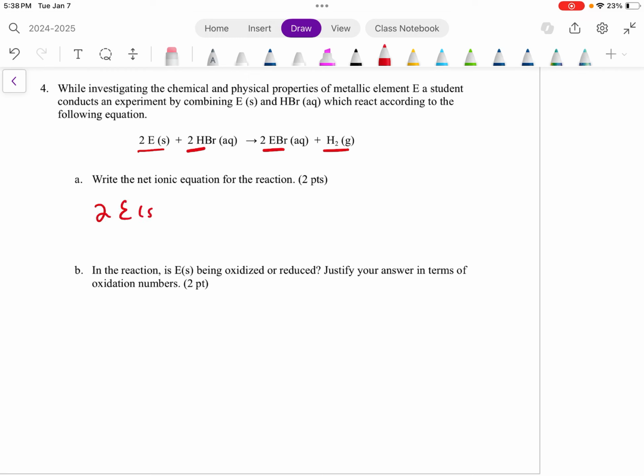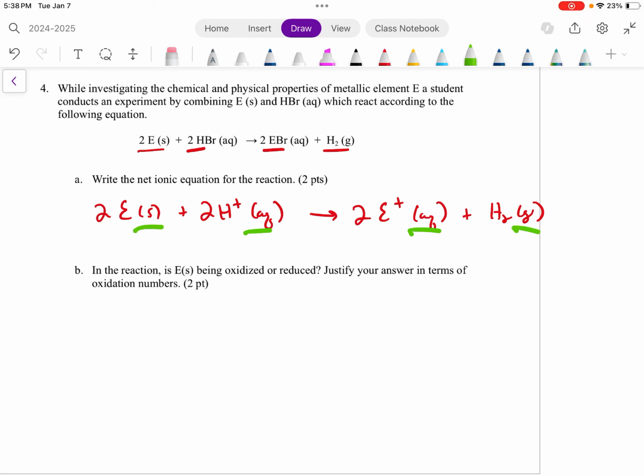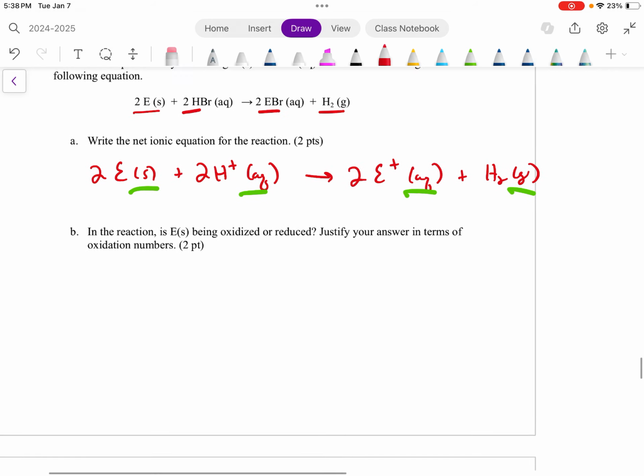So you must say 2E solid plus 2H plus aqueous gives you 2E plus aqueous and hydrogen gas. To get full credit on the AP, you must include states of matter and quantities and all that good stuff. So you have to have it just like I wrote it out here.